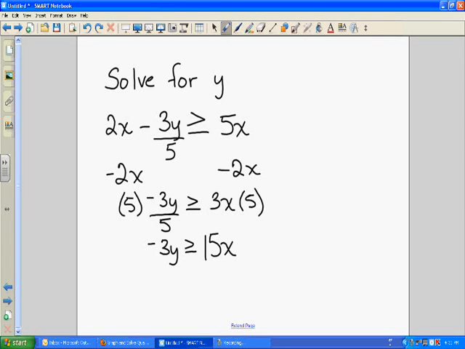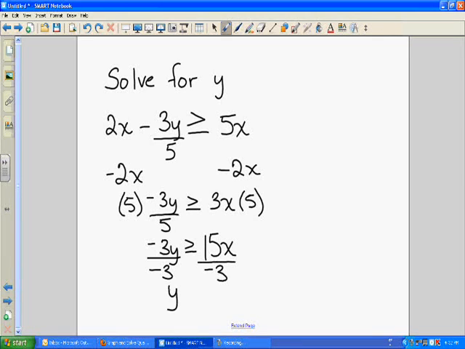We still have one more step to go before we're done isolating our y. We have to get rid of this multiplication by a negative 3. Same as our last example, if we have something that's being multiplied or divided by a negative, we're going to have to remember that we need to change our sign. So we'll do a division of negative 3 on both sides.